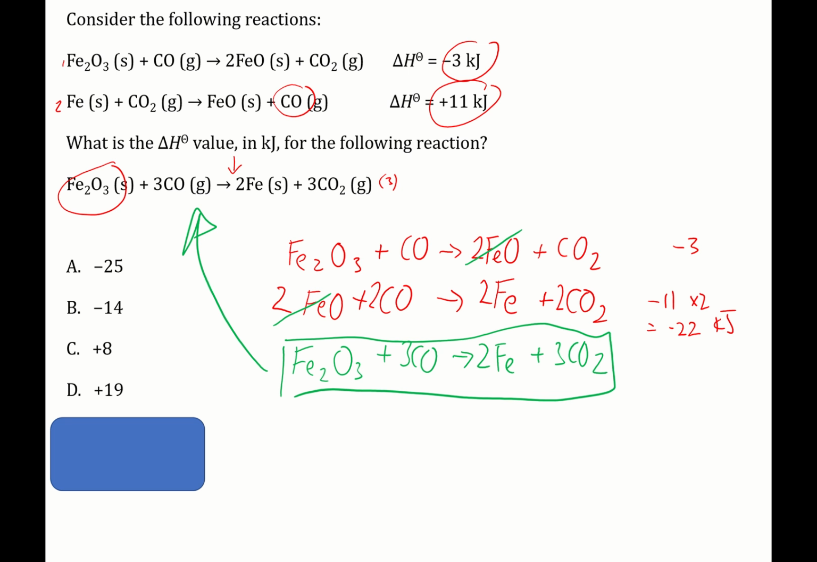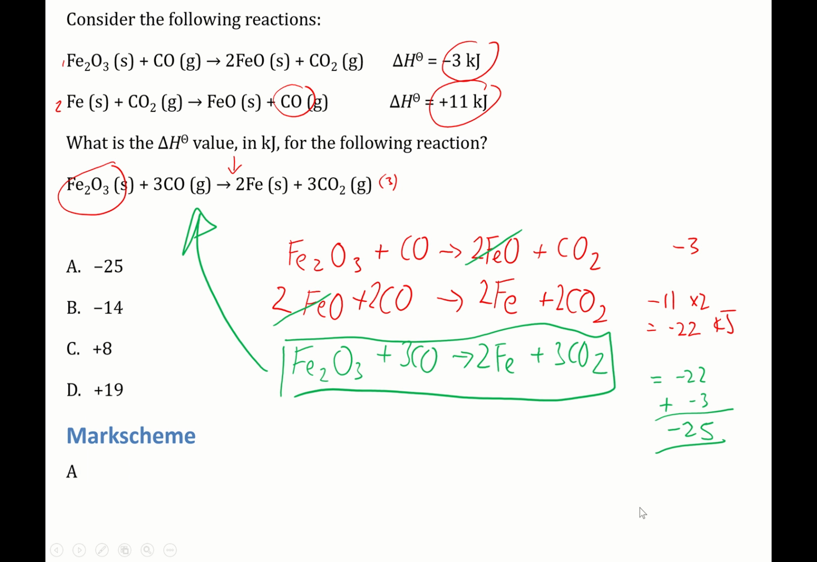All we need to do is the maths now. If we add -22 plus -3, this is going to equal -25. Now the answer should be A. Mark scheme says A.